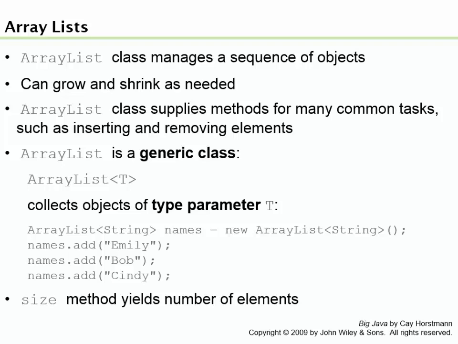Well, length and size mean the same thing, and trying to remember which one goes with which is really quite awful. So I don't know that it's purposeful that they use two different words for the exact same thing, but I guess length is a property. It's not a method, and size is a method, but that's all I can figure out.